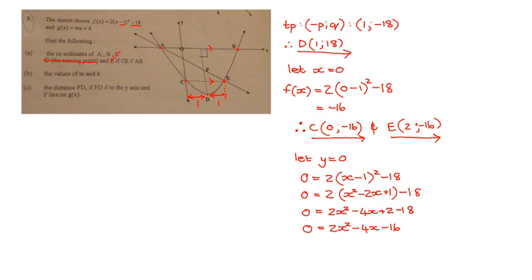Okay, notice that we have 2, 4, 16. They're all even numbers, so we can divide by a factor of 2, cleaning up our equation a little bit nicer. So we have x² - 2x - 8, which is a much easier trinomial to factorize. Okay, and don't forget that 0. We've got x, the second bracket is negative.